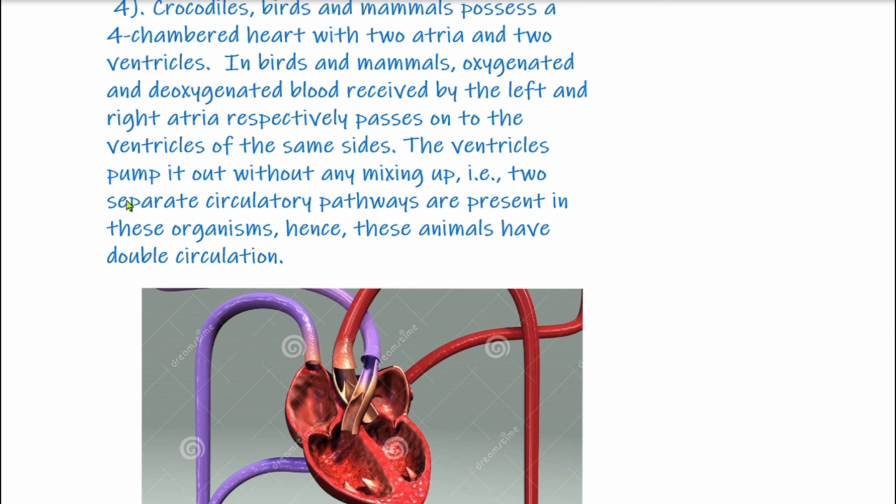The ventricles pump it out without any mixing up. These two ventricles do not mix the blood. There is a partition in between the two ventricles which is called the interventricular septum. This interventricular septum doesn't allow the two sides of blood to mix up. So the right ventricle will pump deoxygenated blood to the lungs and the left ventricle will pump oxygenated blood to the rest of the body.